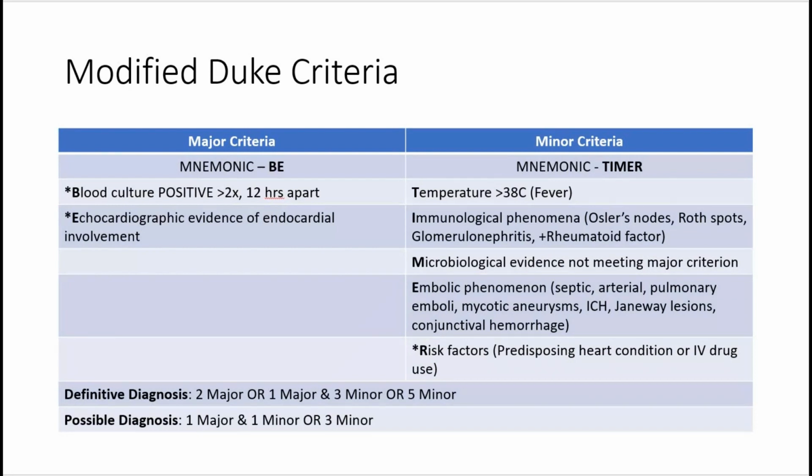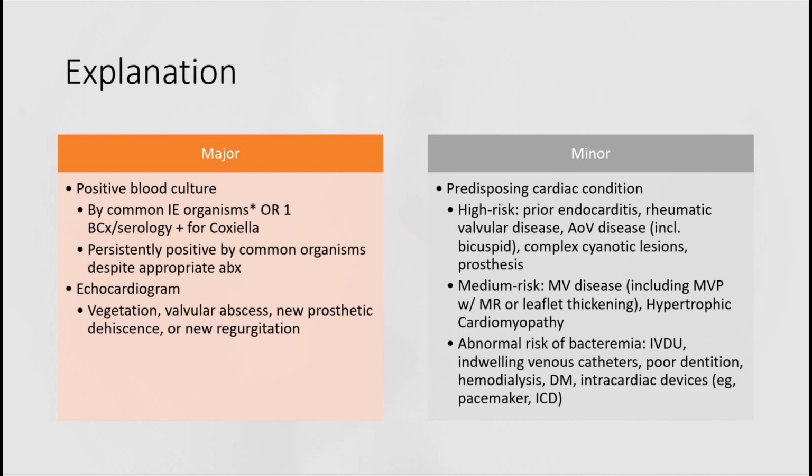Now, for a definitive diagnosis of endocarditis, the patient will have to meet 2 major criteria, or 1 major and 3 minor, or 5 minor. For possible diagnosis of endocarditis, the patient would meet 1 major and 1 minor, or 3 minor criteria. Here are some detailed explanations for some of the criteria.